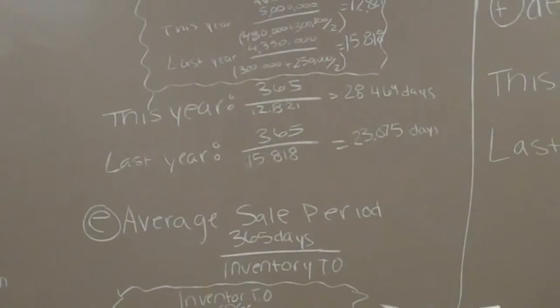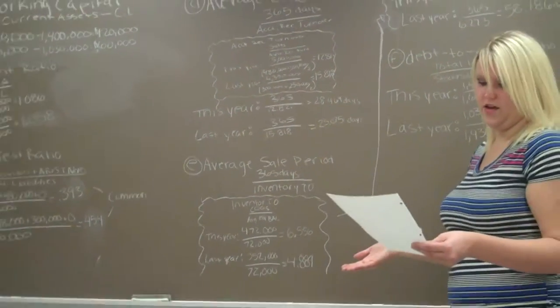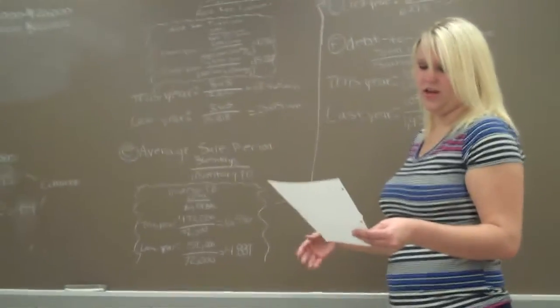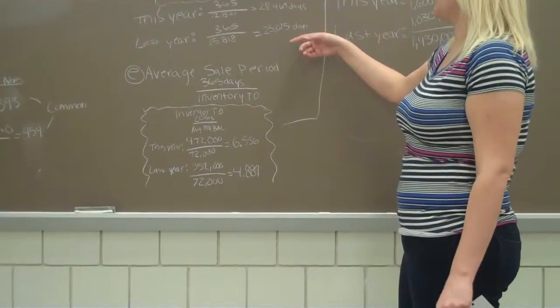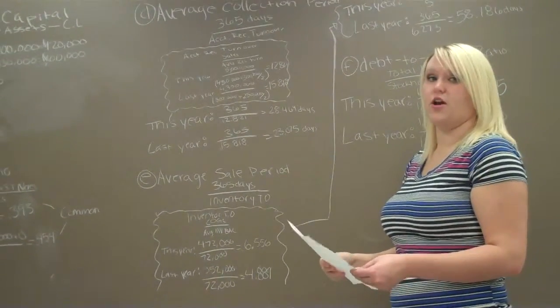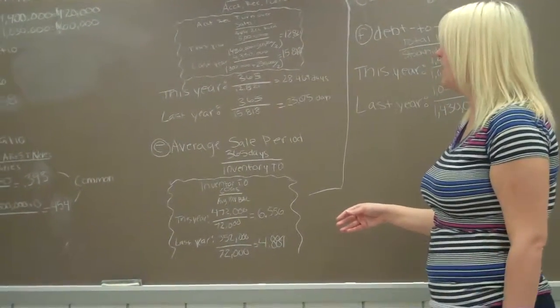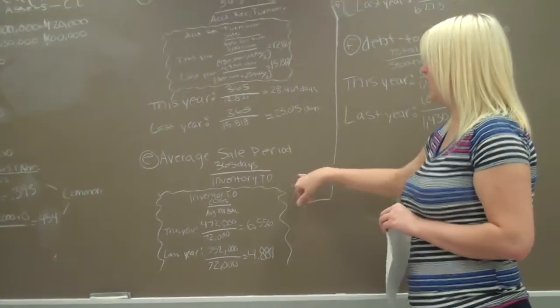Now the average collection period means how long it takes to collect on a credit sale. So as you can see, it kind of went up here, which is not always a great thing because it means your company's taking longer to receive its money. However, it's not too bad of a fluctuation.